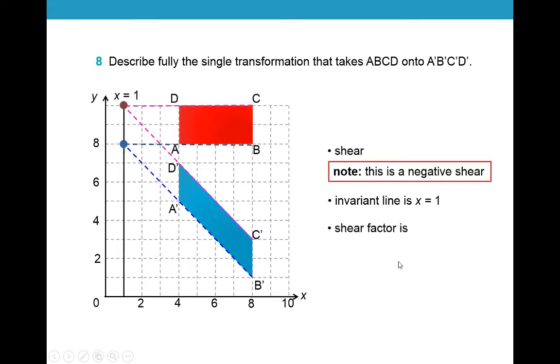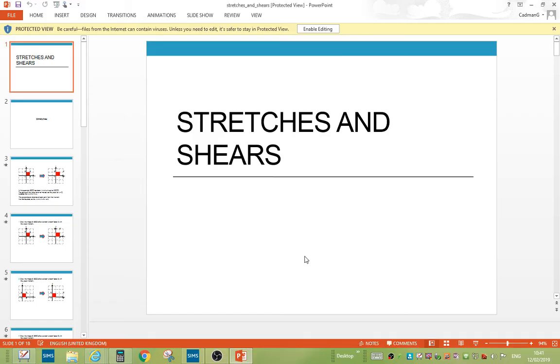Right, x equals 1 invariant line. Shear factor is going to be that divided by that. So pick on any point, it gives you minus 1 because it's a negative shear. You're going in the wrong direction. Okay. Has that covered shear? What's special about shear's area? It's always the same. Okay, so there we go.